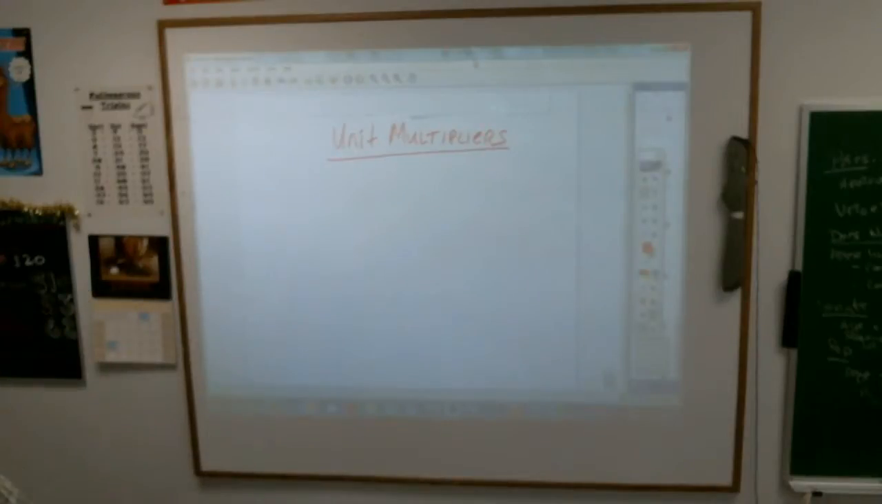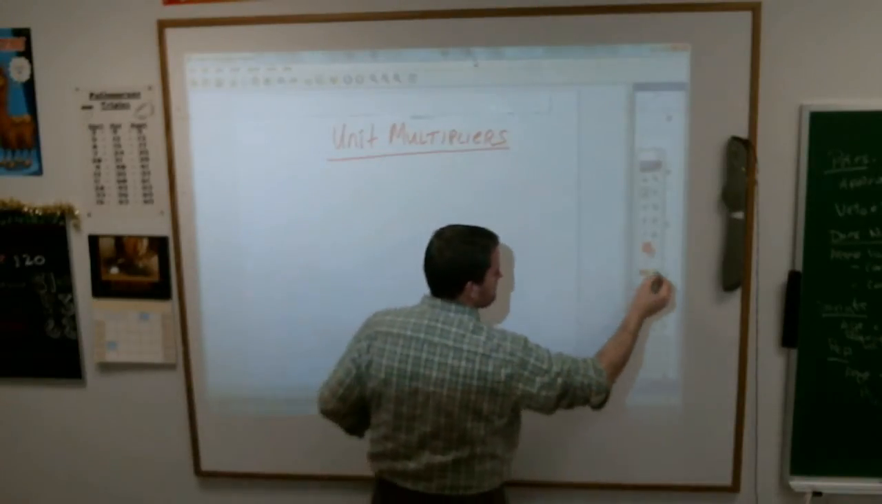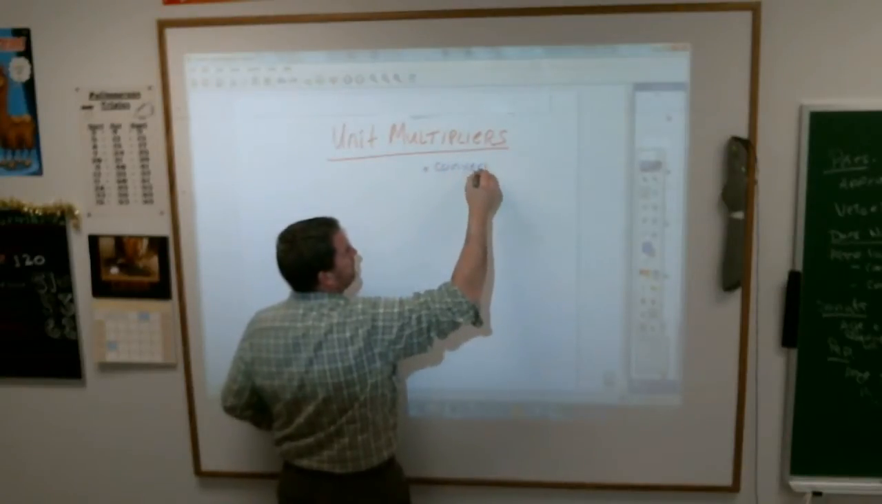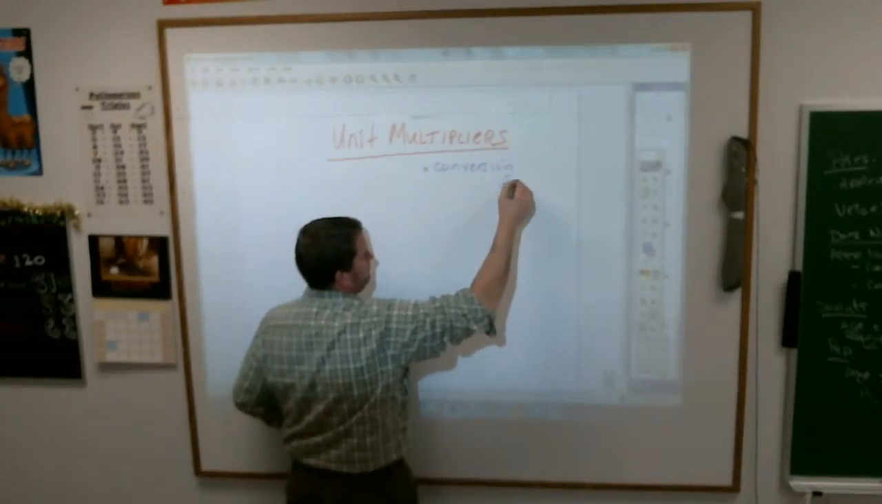Write the word unit multipliers. In the real world, and I don't know if in any other mathematics books they call it unit multipliers. I don't know what they might call them. They might call them conversion fractions.